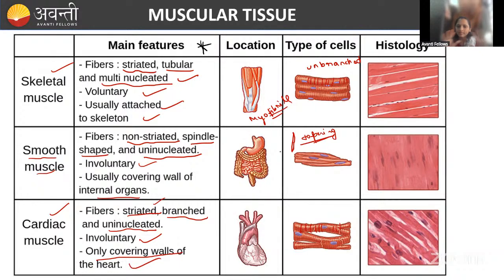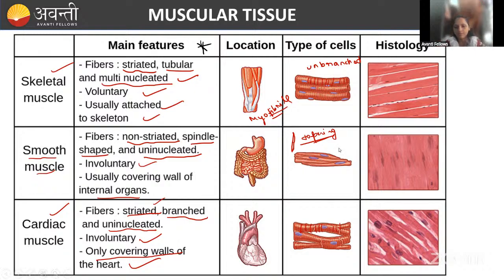Just see the slide once again. Recall. Skeletal muscles are striated, tubular, multinucleated. They are under voluntary control. They are attached to the skeleton. Smooth muscles are present in the internal organs or the alimentary canal, mainly having tapering at the end, uninucleated, unbranched. And cardiac muscles are branched, uninucleated, and they have the striation.